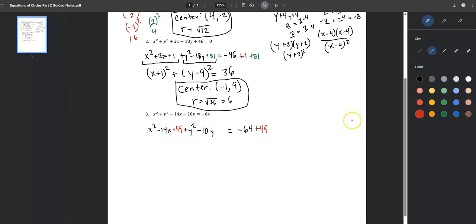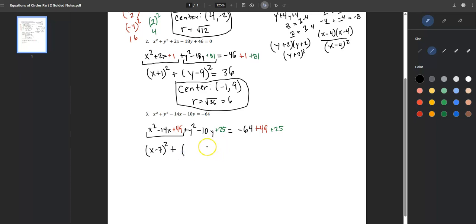Then I'm going to go to the y. So I'm going to look at negative 10. Half of negative 10 is negative 5. Negative 5 squared is 25. So I'm going to add 25 to both sides. Okay. Once you're done with that, we are going to factor. Just going to take just the x's, two numbers that multiply to 49 and add to negative 14 are negative 7 and negative 7. So this would be x minus 7, or I can write it as x minus 7 squared.